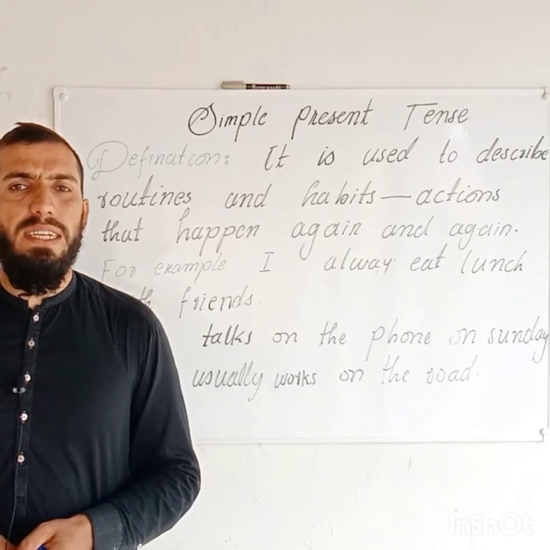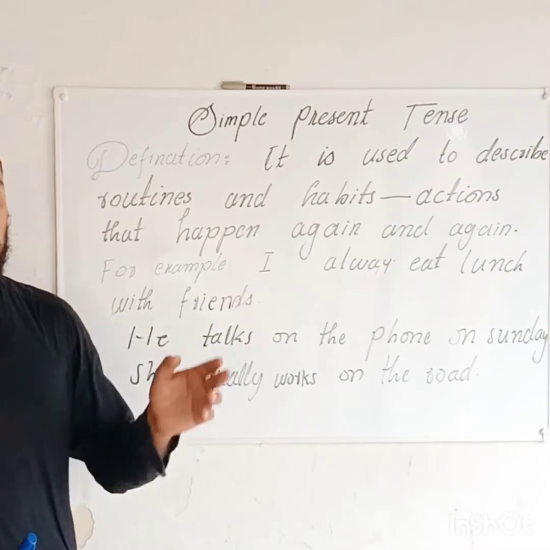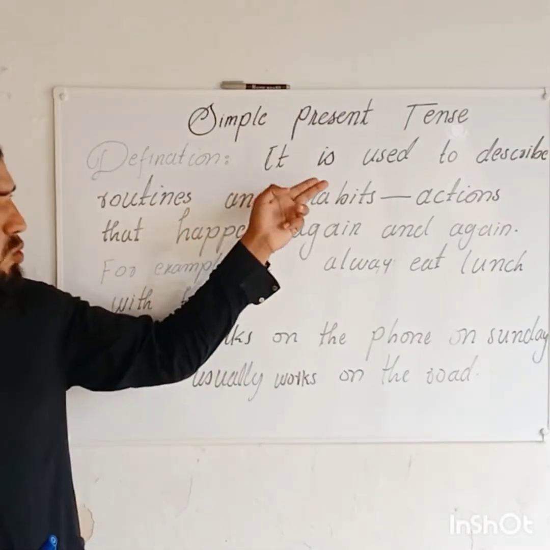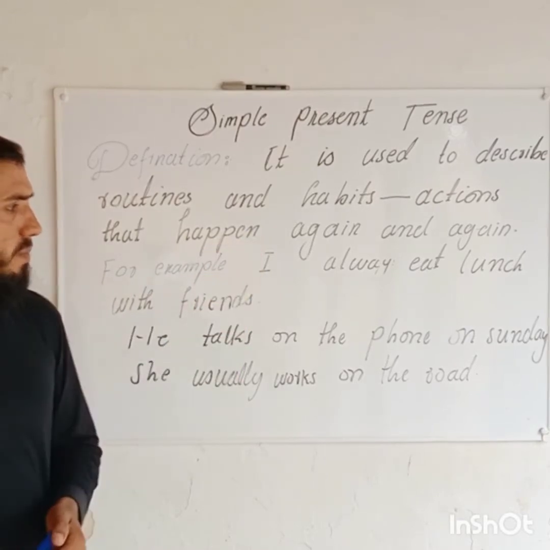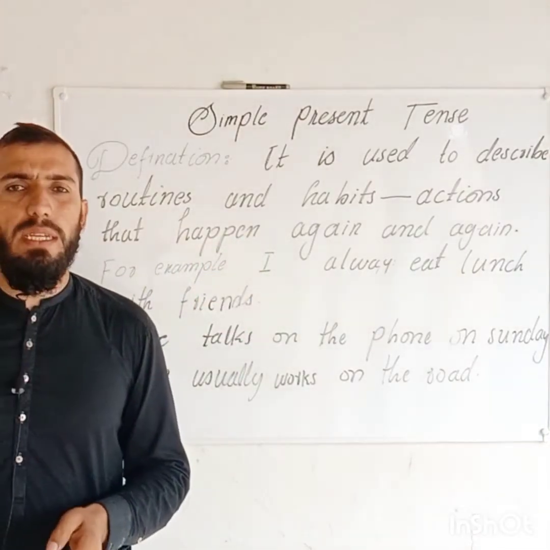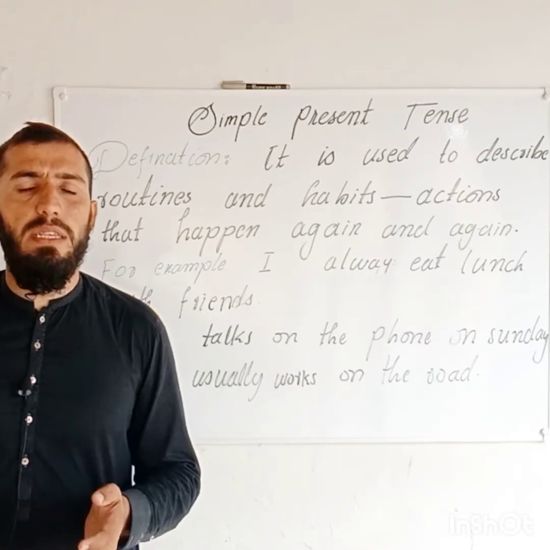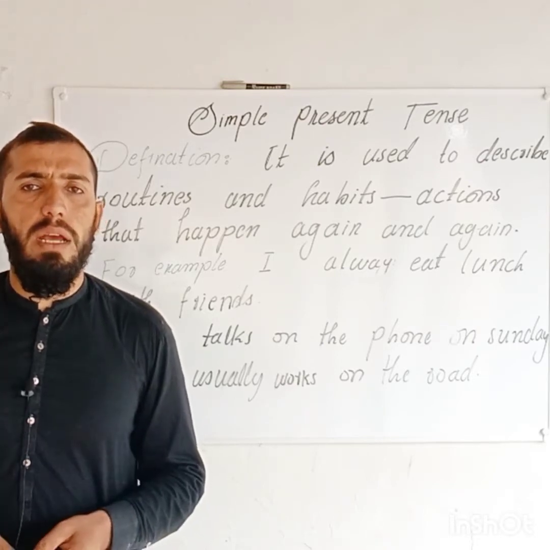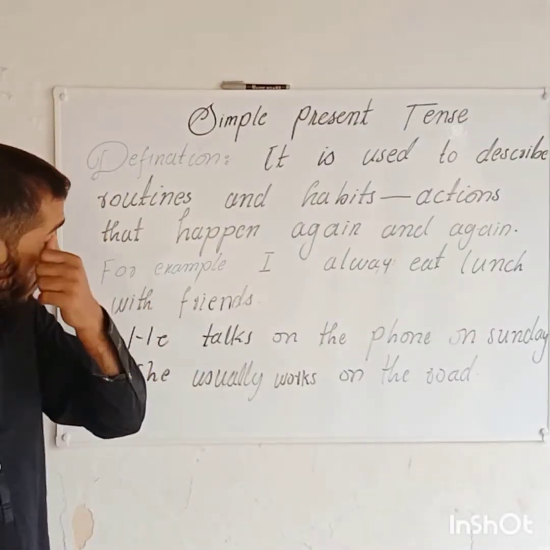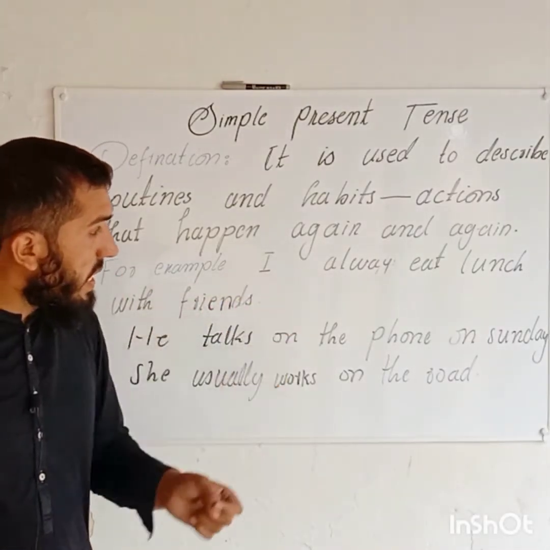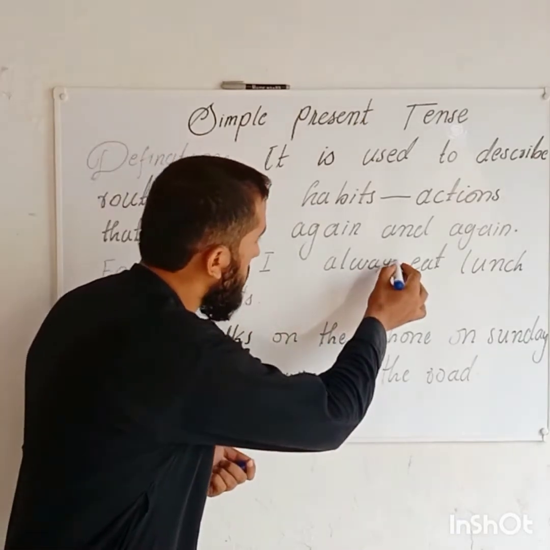So, before getting to that, we need to talk about its definition. As you can see here, it is used to describe routines and habits, actions that happen again and again. Or you can say simple present tense is used to show an action or state that happens daily, regularly, or habitually. So, for example, you can say, I always eat lunch with my friends.